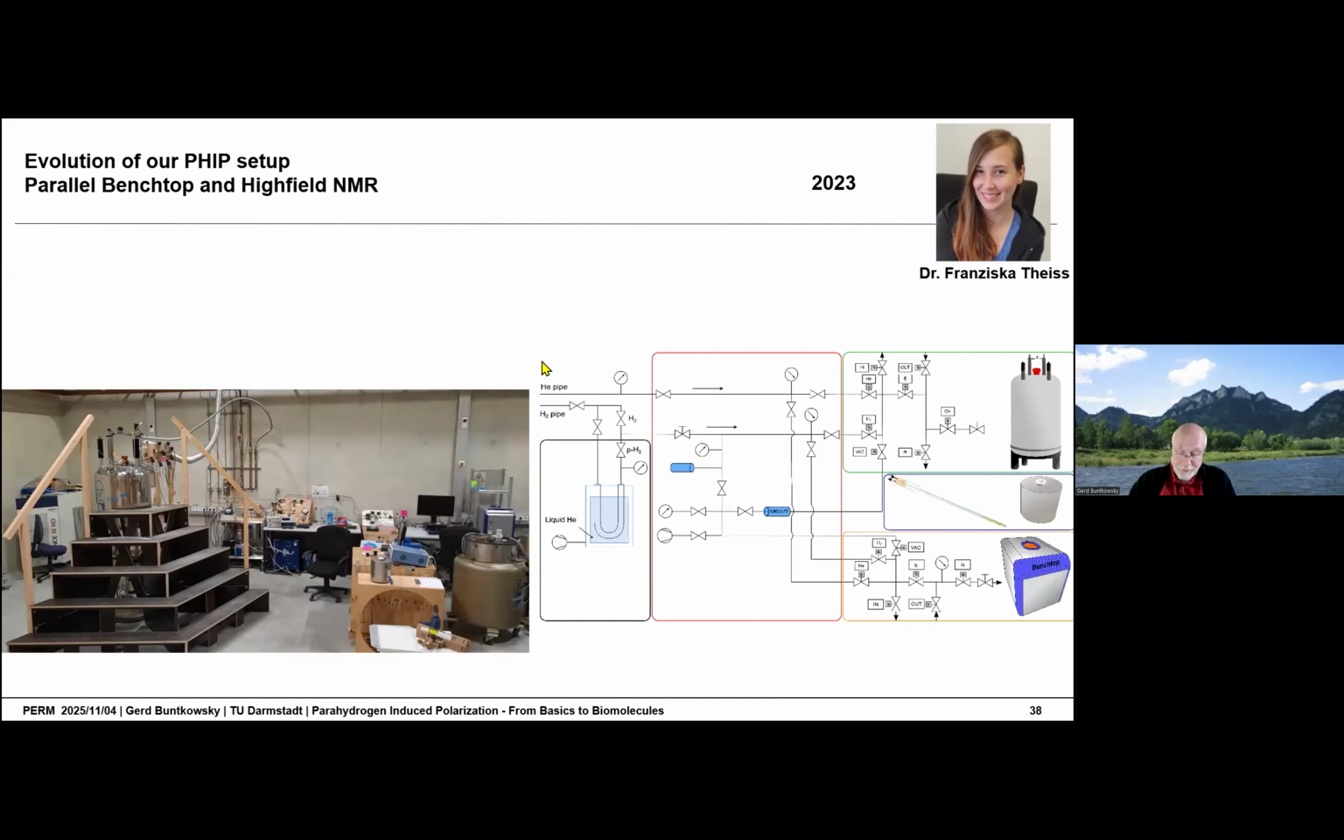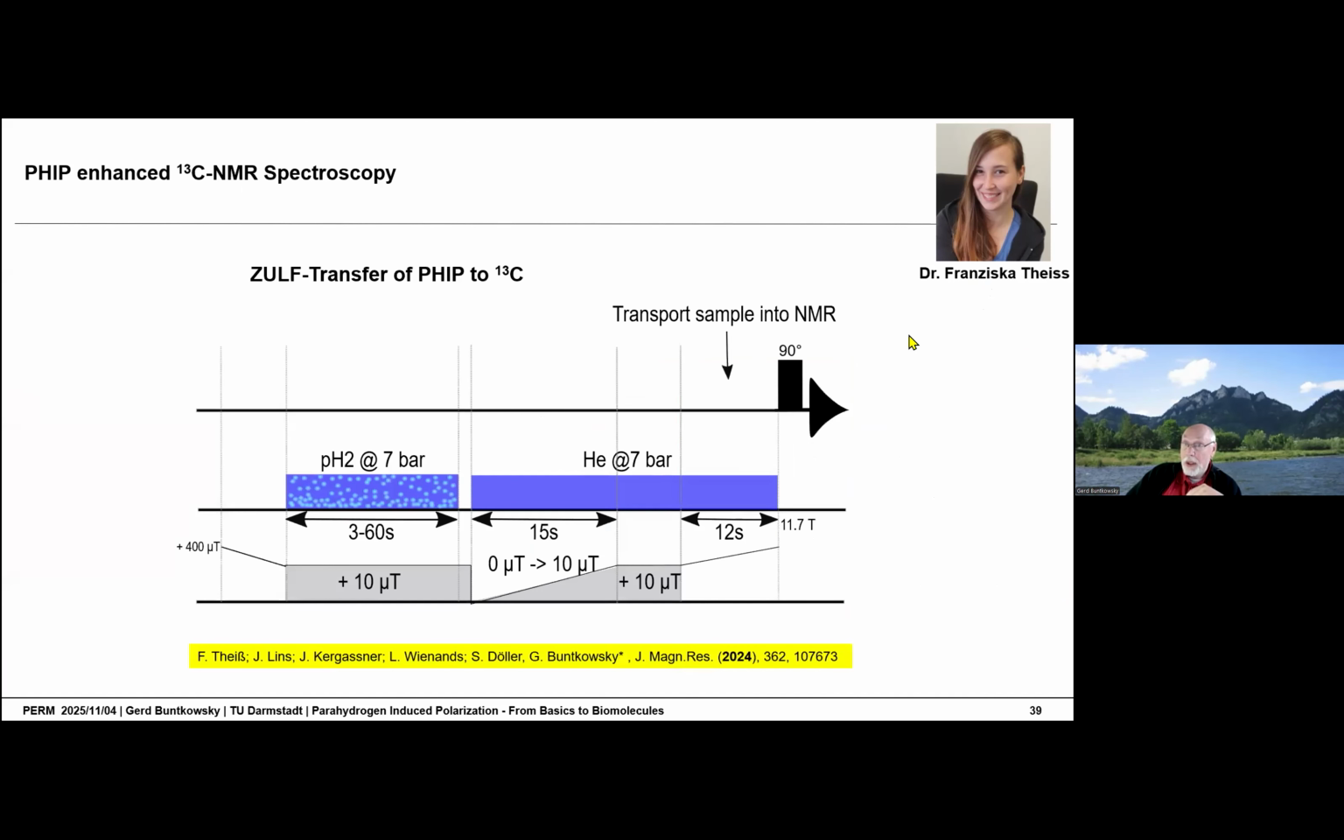Finally, the last evolution of the setup was that we thought, okay, we want to combine high field and benchtop NMR with FIP, and we want to be able to switch between a high field spectrometer, a 500 megahertz spectrometer, which we're seeing here, and a benchtop spectrometer, which we're seeing here, which was part of the PhD thesis of Francisco Theis. Okay, and these are just some examples of this two-field setup.